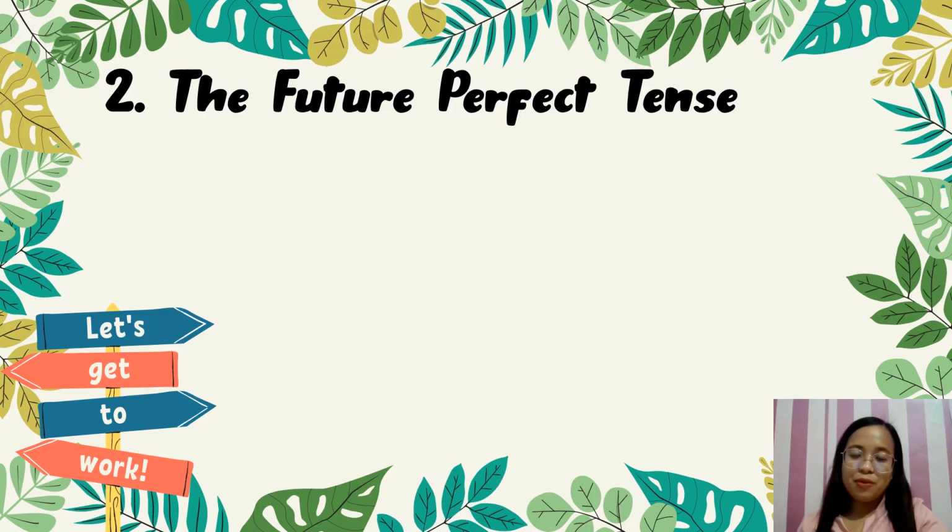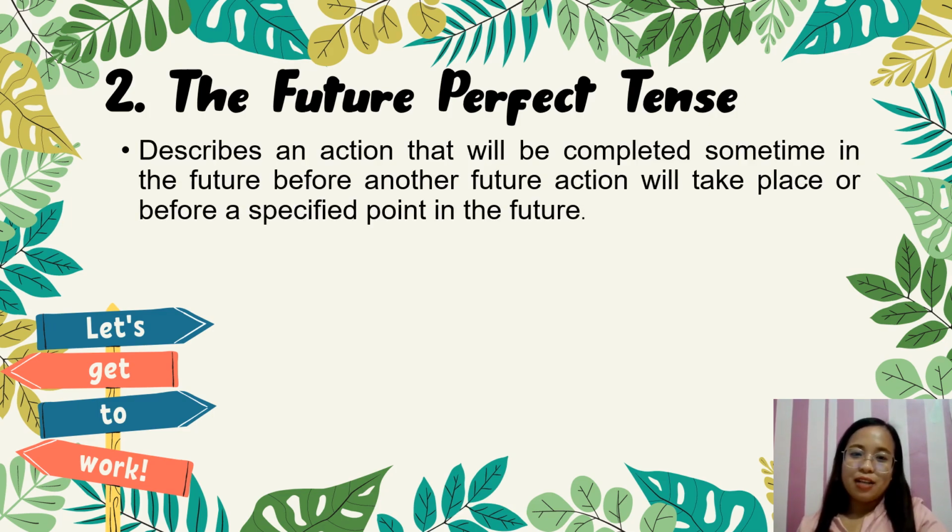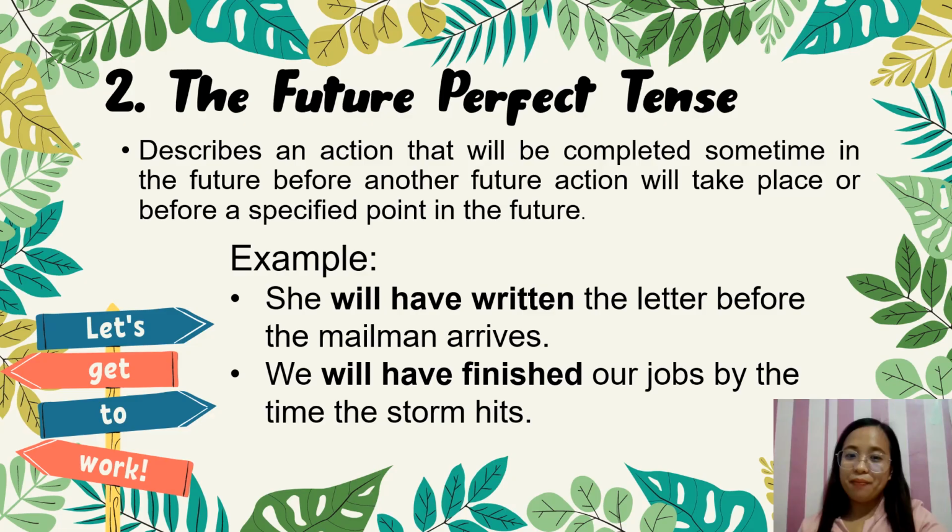Okay, now class, we're going to talk about the future perfect tense. Ito naman, future perfect tense. So, it describes an action that will be completed sometime in the future before another future action will take place or before a specified point in the future. Ito naman, merong action na mangyayari pa lang siya, pero meron din isang action na mangyayari halos kasabay lang nun or bago yun.